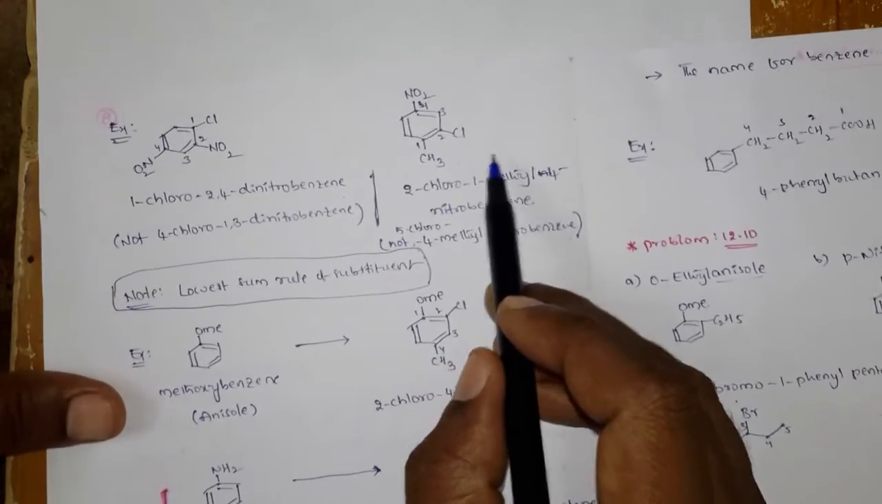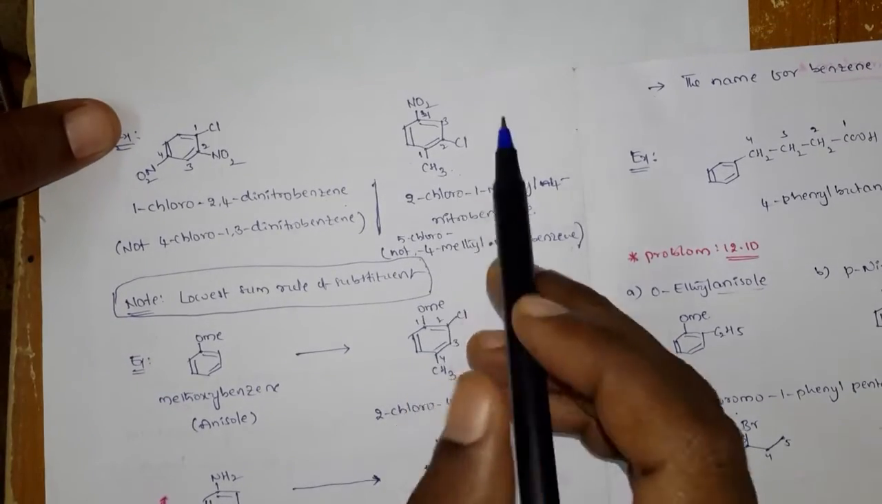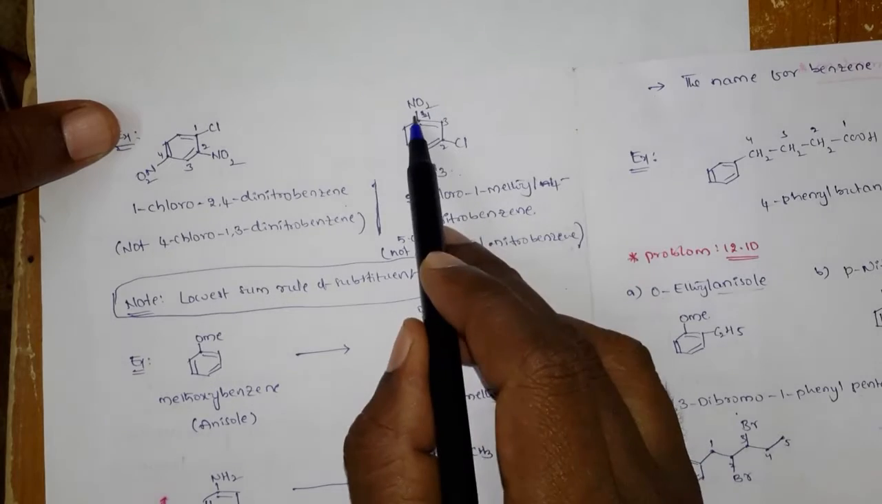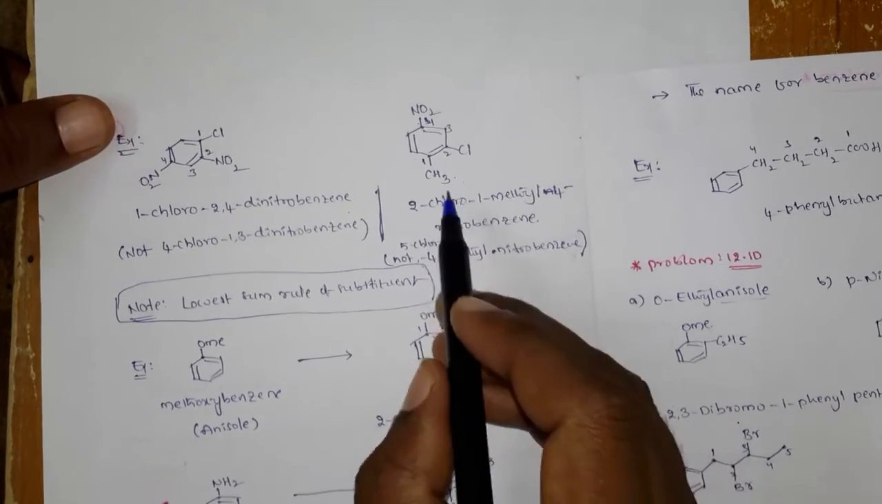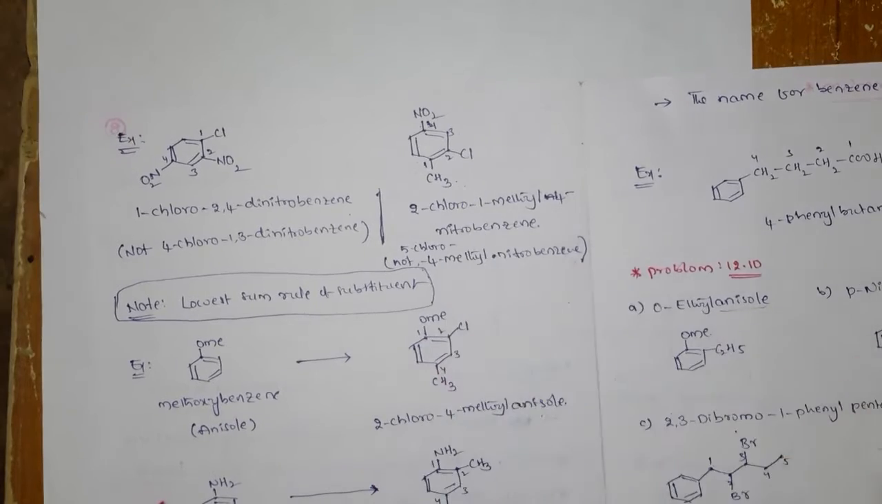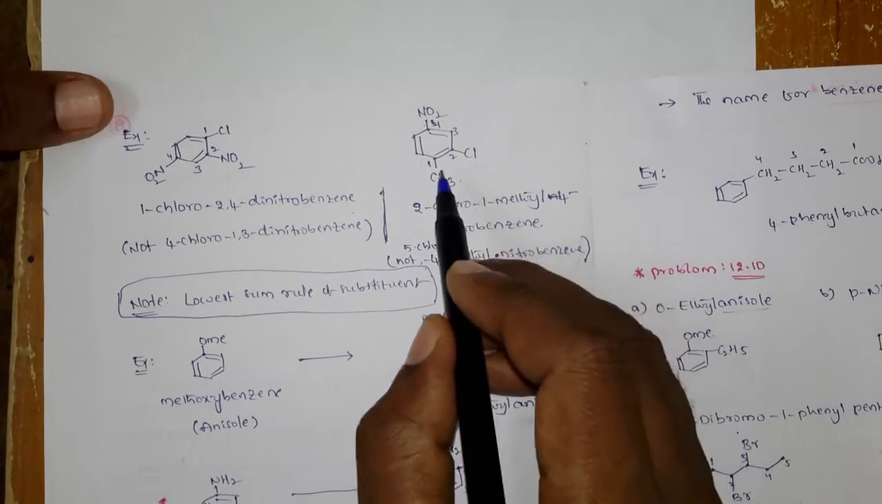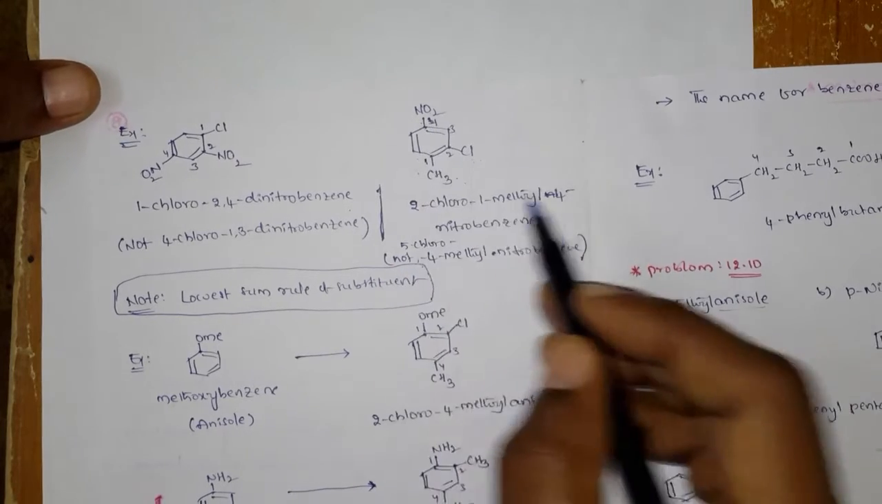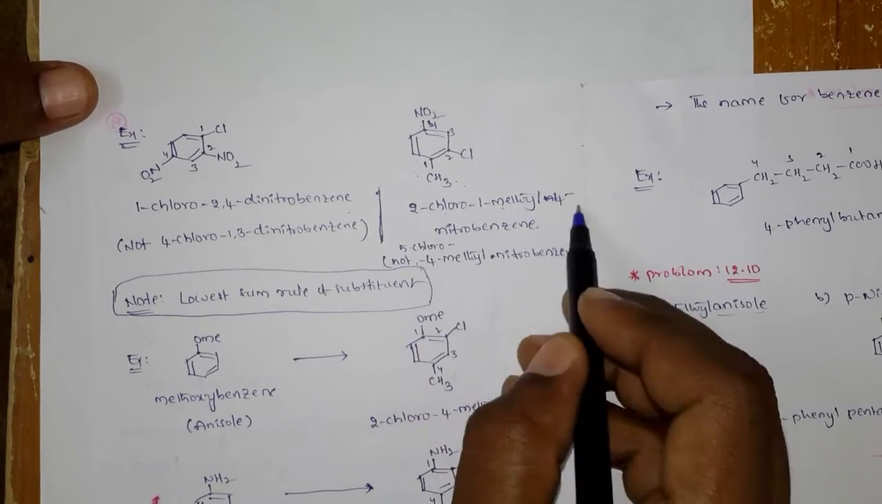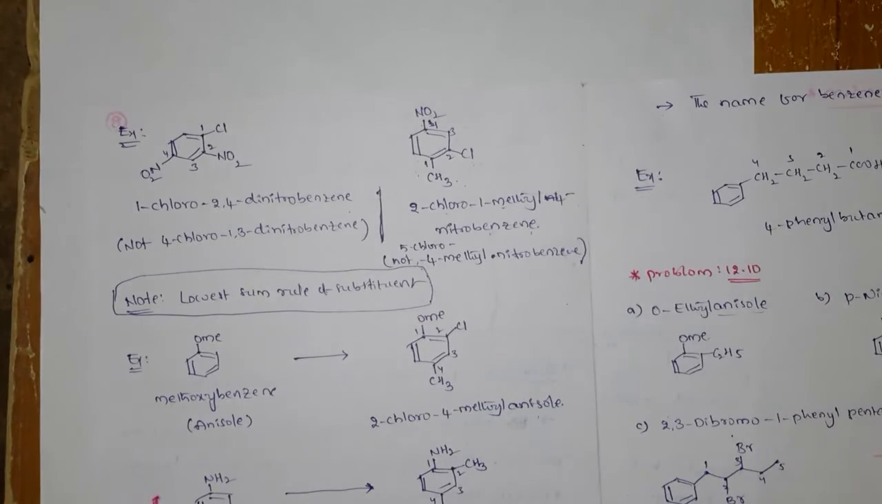Same thing here is also 1, 2, 3, 4. 1, 2, 3, 4. Okay, so lowest possible number. And after that, one is the chlorine and chloromethyl nitro. So chloromethyl nitro, which one will come first? Chloro. So 2 chloro 1 methyl 4 nitrobenzene.